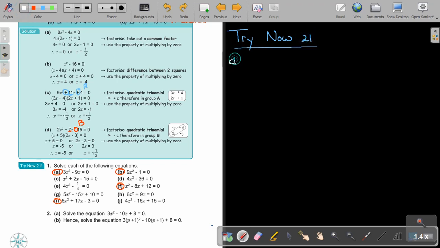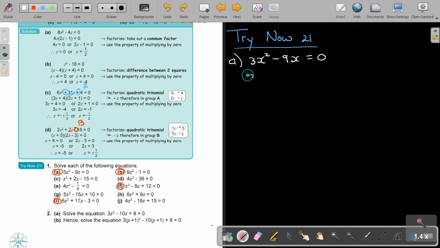Okay, I start with number A. So it's 3x squared minus 9x equals 0. Can you see it's a quadratic equation? And you must solve it. Find the values of x. See where this graph will cut the x-axis.